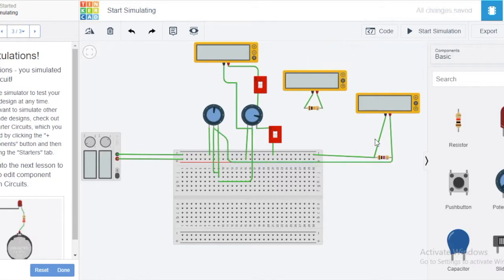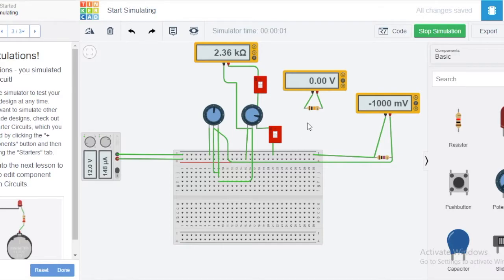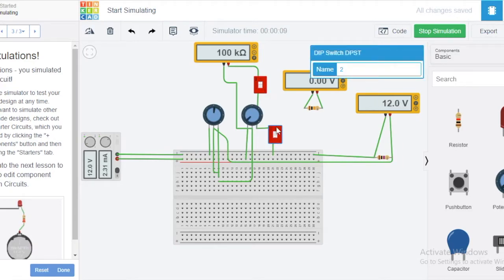Okay. Same method. Firstly we reset to 100 kilo and can get 12 volt. Okay. For the 90 kilo, the value for the voltage across R2 is 3.95.